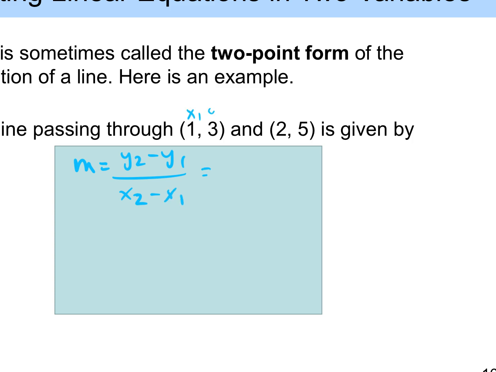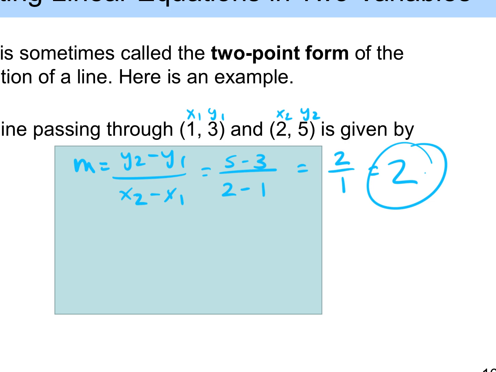So I'm going to label my points as x1, y1, x2, y2. So 5 minus 3 over 2 minus 1. So we get 2 over 1, which is just 2. So that's our slope. We need to come up with the equation of a line. Do you want to put it in point slope form, or do you want to work with slope-intercept form? What do you want to do? Sure, let's do it in slope-intercept form.